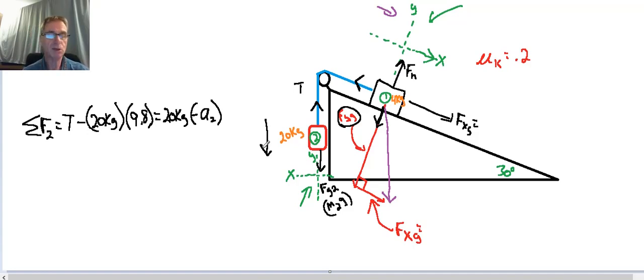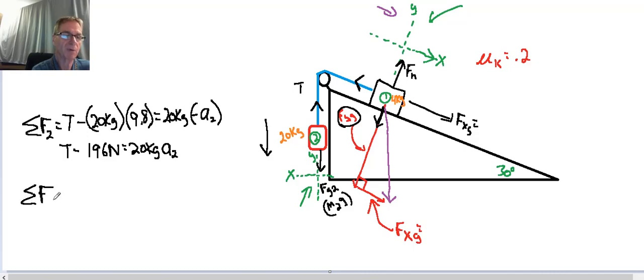M2. And so when I do the calculations and come up with some numbers here, let's see what we've got. I've got T minus 196 newtons is equal to 20 kilograms times A2. We're going to be able to get rid of that subscript 2 next to the A, because our acceleration is going to be the same for each block. Even though they're going in different directions, the acceleration is the same because they're connected by this perfect cable. Now let's look at the equations for block M1.